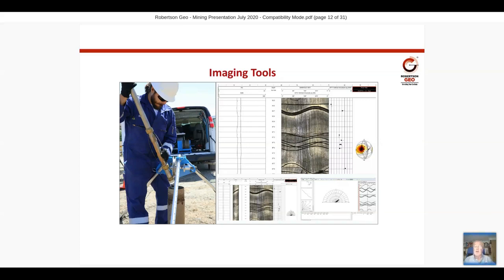The example log on the right, what an image tool gives you is an unwrapped 360-degree view of the borehole. So the black and white image you see on the right shows degrees of fractures, bedding planes have been picked out, dip tadpoles have been represented in the right-hand column. So this is the type of image that can be produced optically in a dry borehole or in a clear water borehole.